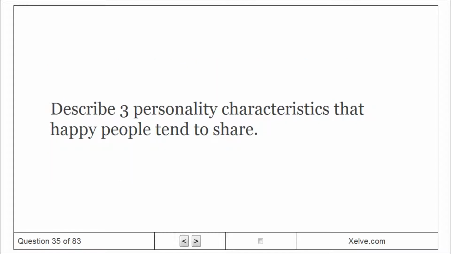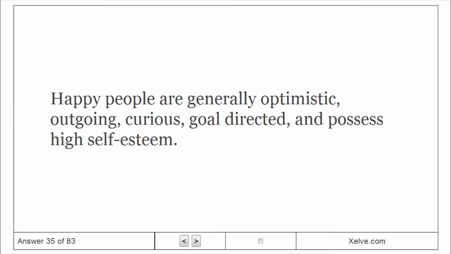Describe three personality characteristics that happy people tend to share. Happy people are generally optimistic, outgoing, curious, goal-directed, and possess high self-esteem.